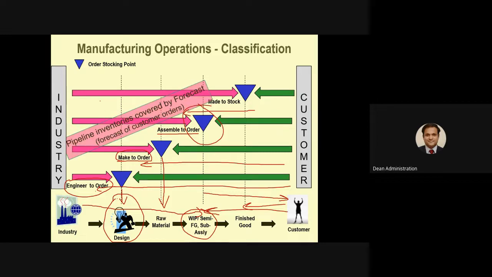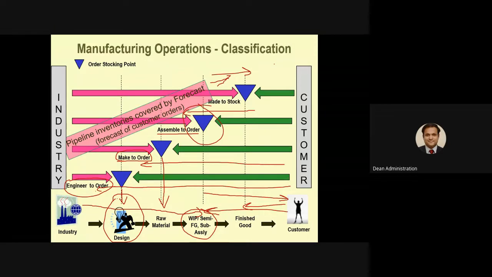Okay. So now pipeline inventory is covered from forecast. As you go more towards made to stock, you will have what is called, you know, a lot of forecasts. Forecast means what?